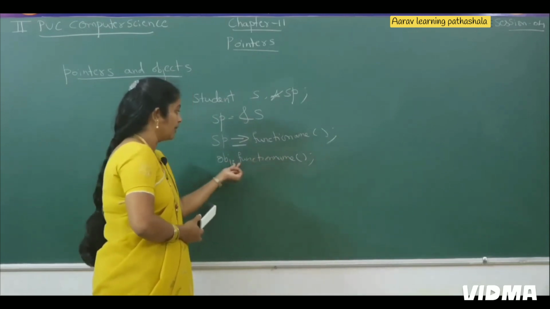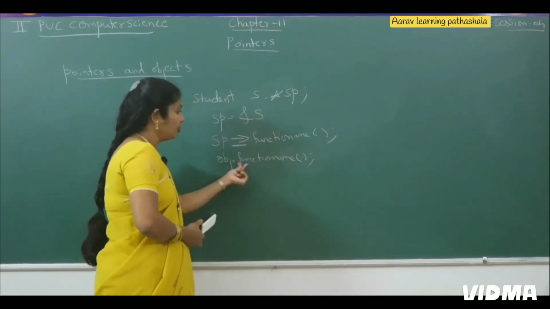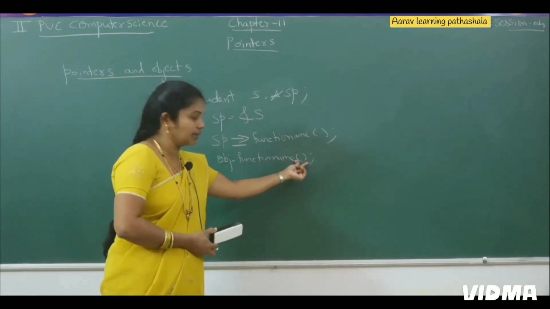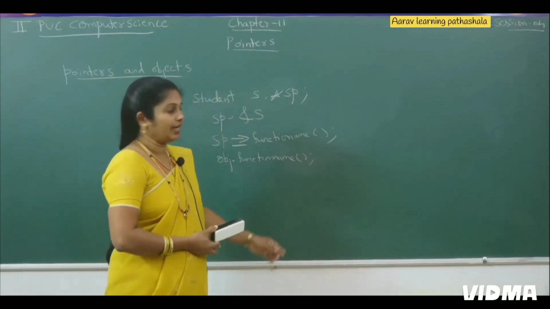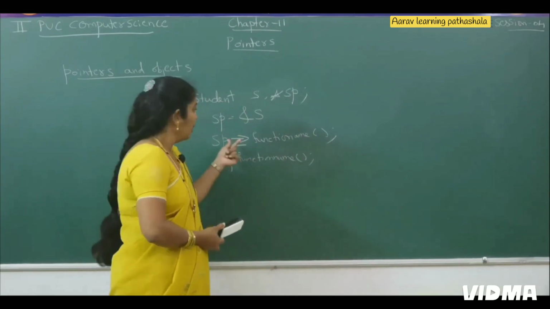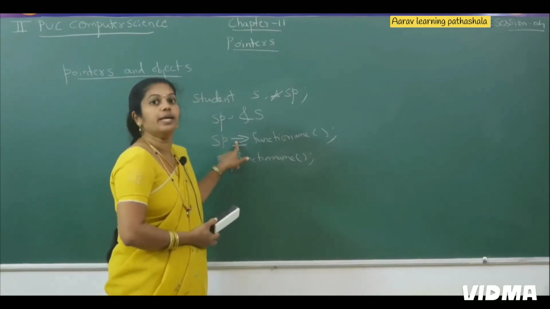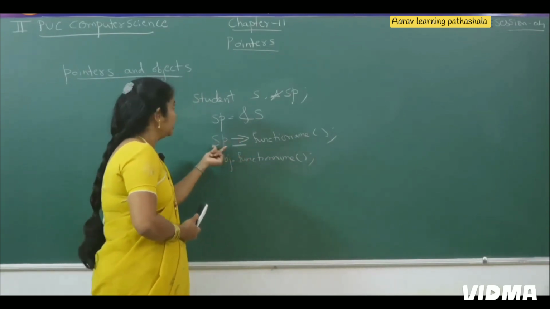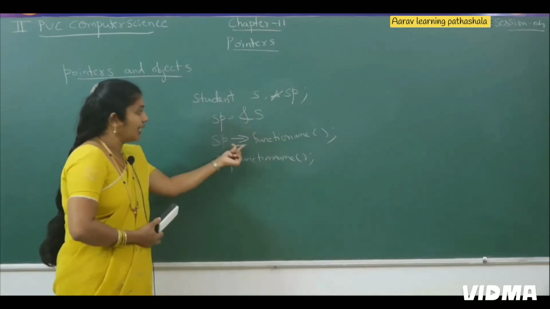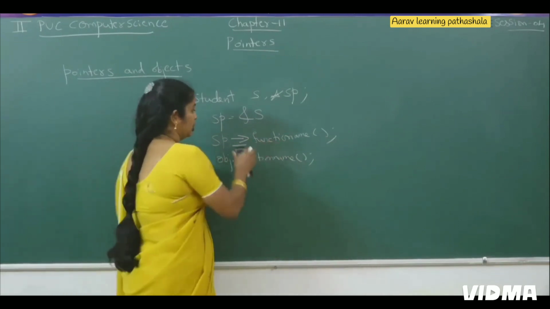To call any function, we use the dot operator: object name dot function name. Inside the bracket, if there are arguments we will write them, otherwise we write an empty bracket. Whereas in pointers, if I want to call any function, then I compulsorily have to use the arrow operator. That is pointer to object, arrow, then function name.